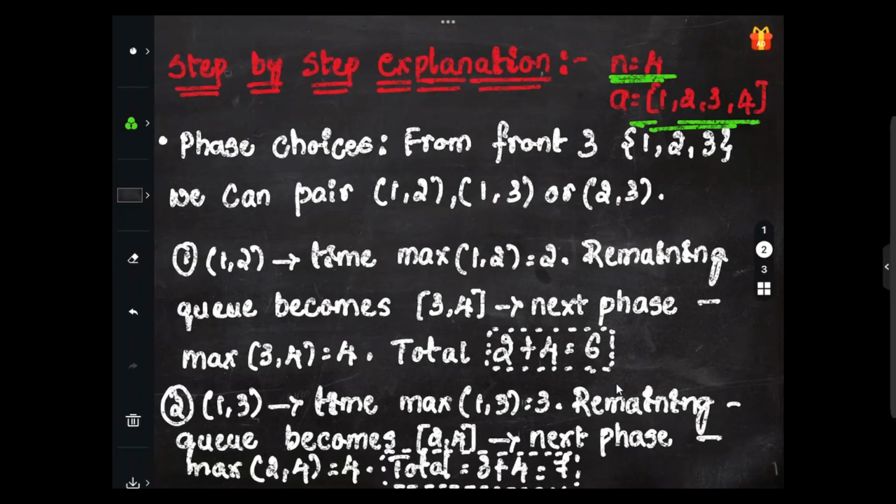Right? So from the first three people, Vasya will be considering two people simultaneously, and one will be left alone basically. That's what I have said in the question. So let's go with the pairing choices here.